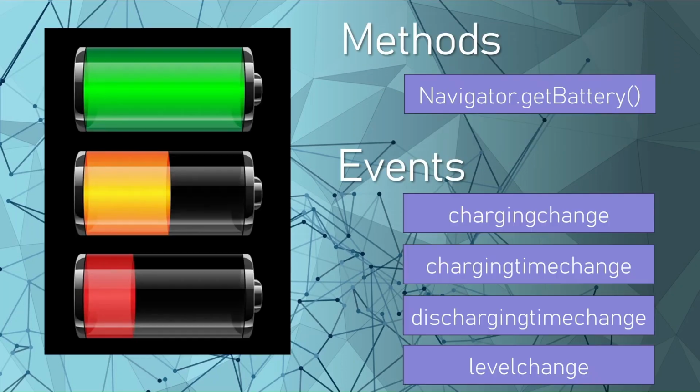So let's go. Today we will be looking into this API, and the implementation is pretty simple. We will be looking at configuring various event listeners as listed below: charging change, charging time change, discharging time change, and level change. All these events allow you to get battery information when you use the navigator.getBattery method.